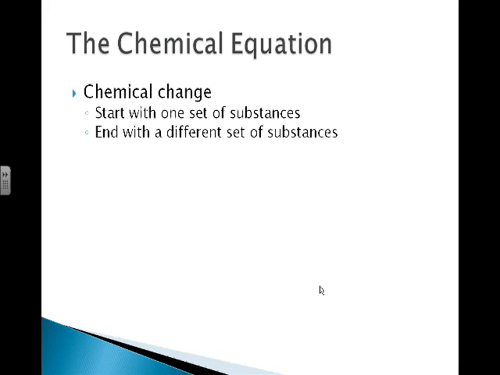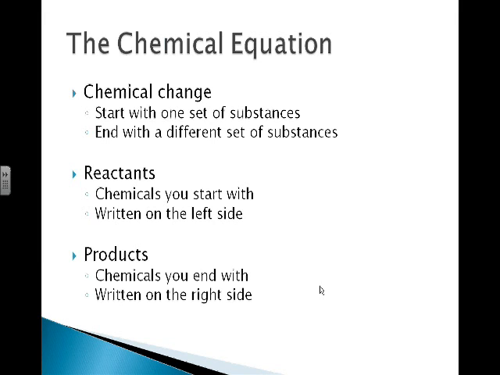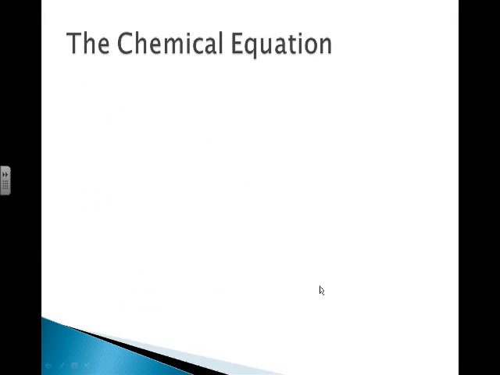So going back to a chemical change, remember that is when we are starting with one set of substances and ending with a different set. Our reactants are those chemicals which we start with, and they are written on the left side of the chemical equation, and products are those chemicals that we end with, written on the right side. So just remember that we are reading things from left to right. Okay, the stuff on the right is the stuff that's being produced, and the stuff on the left is the chemicals and molecules that are reacting. Okay, reactants on the left become products on the right.